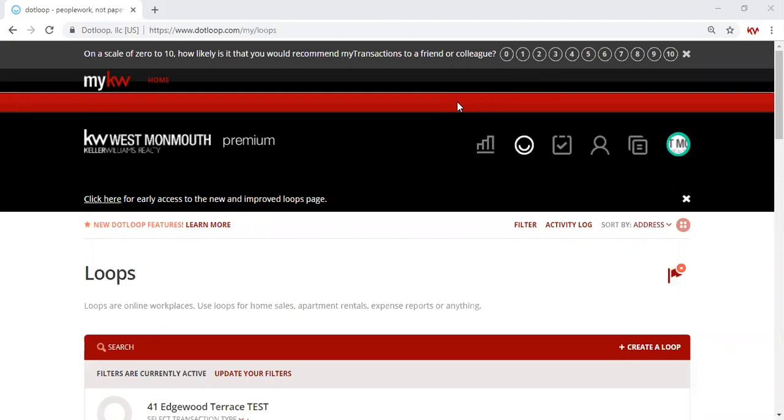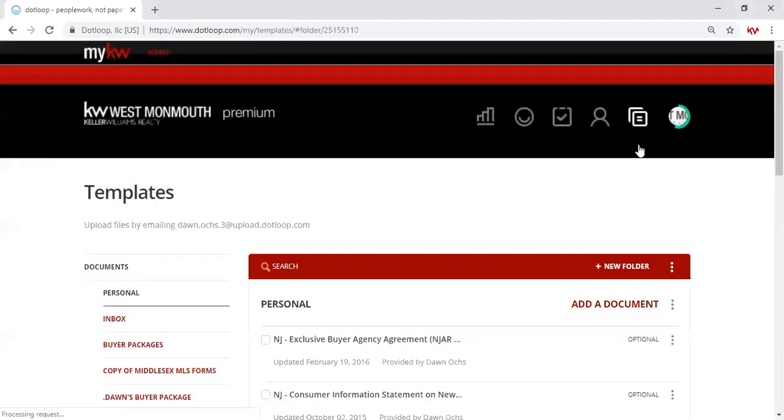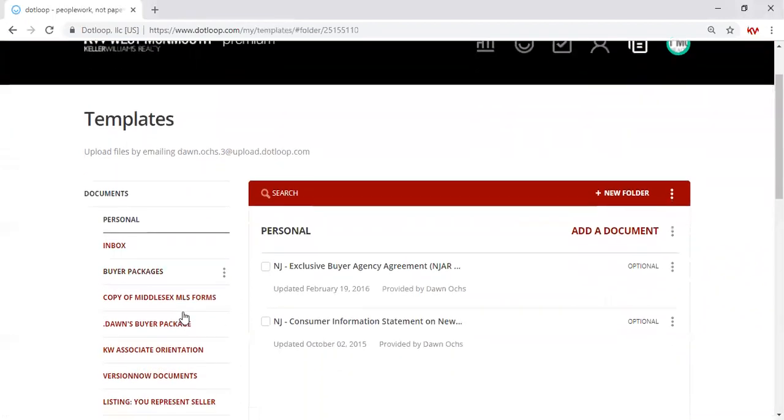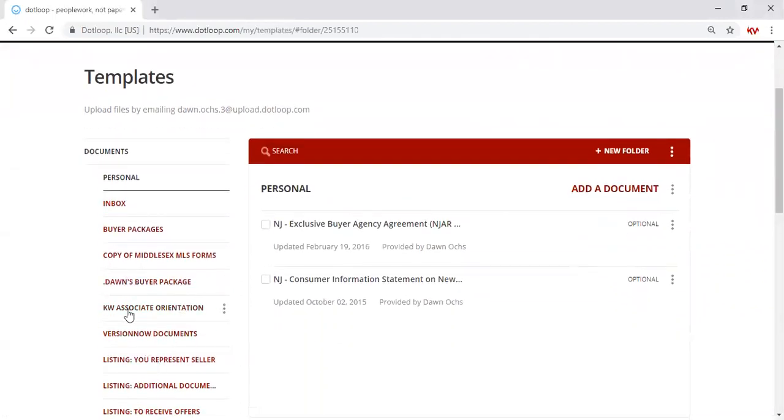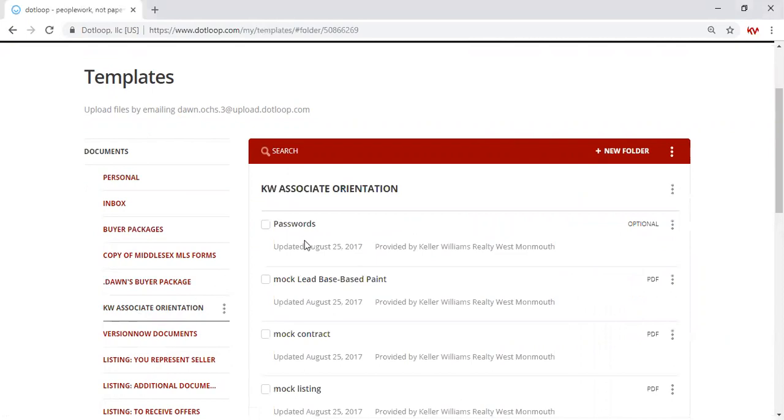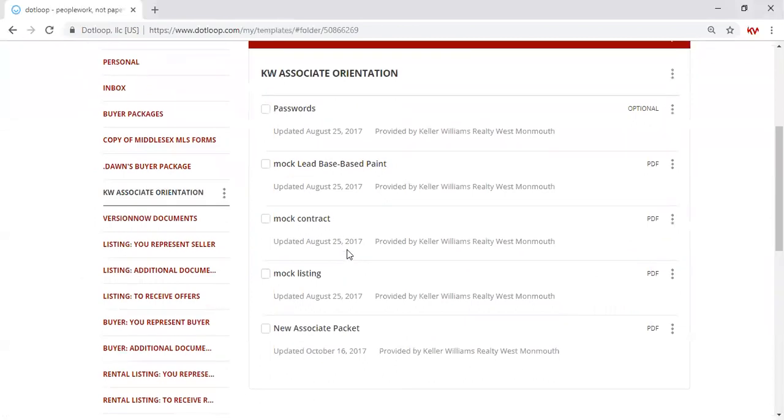So here's what I would like to do: show you where our sample lead-based paint disclosure is located on our dotloop system. When you log into dotloop, go over to the templates, which look like two pieces of paper, and on the left side click the KW Associate Orientation. Through our orientation package, we have several things in here, including the mock lead-based paint.